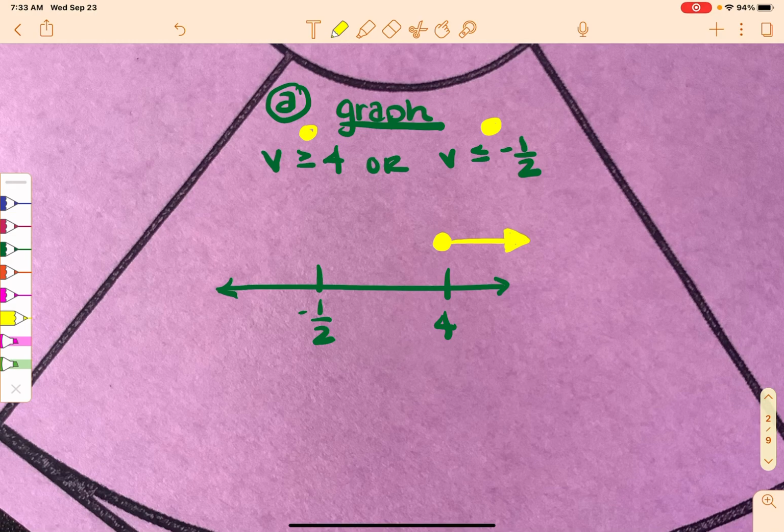Okay, and the other one, it's going to be a closed circle at -1/2. But since the letter's first, my line's going to go this way. So I'm going to put a dot there, and then my line's going to go that way.